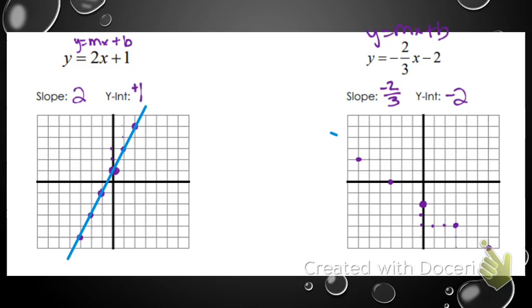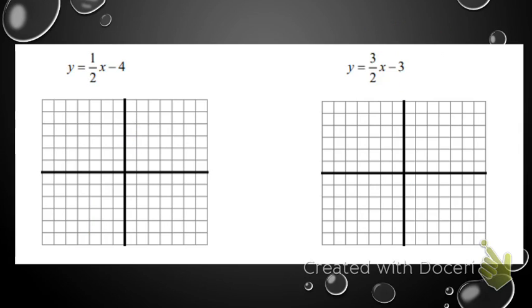Oop. Having a hard time drawing my lines today. Alright, so remember, when you have a negative slope, your line should be falling down. When you have a positive slope, your line should be moving forward. Alright, try these two examples with your table group.